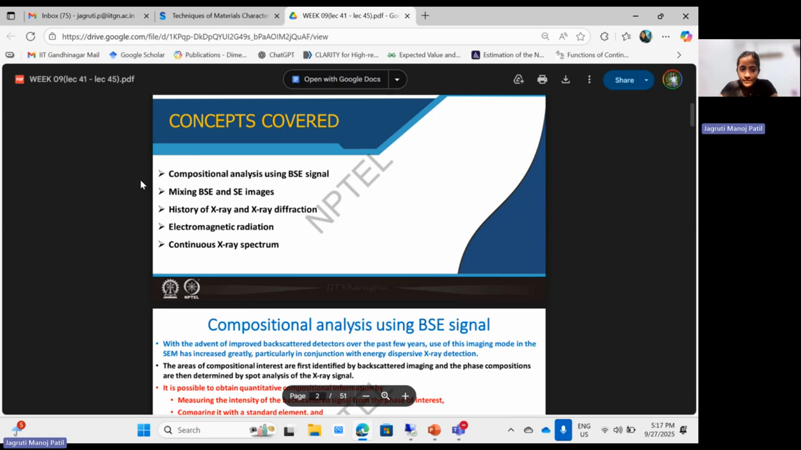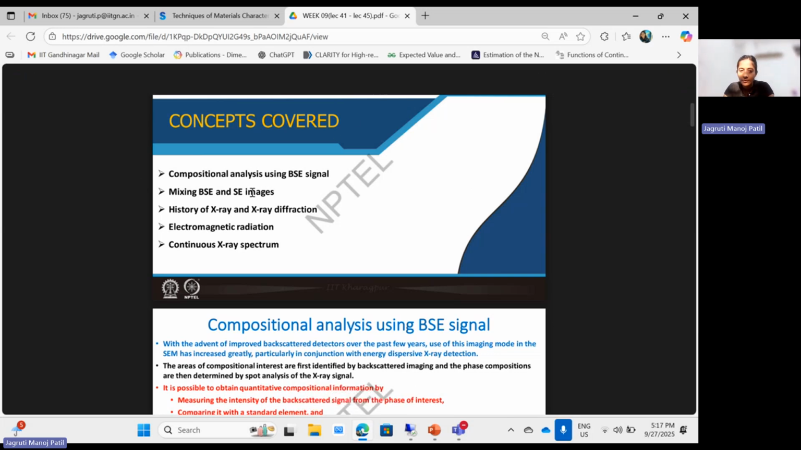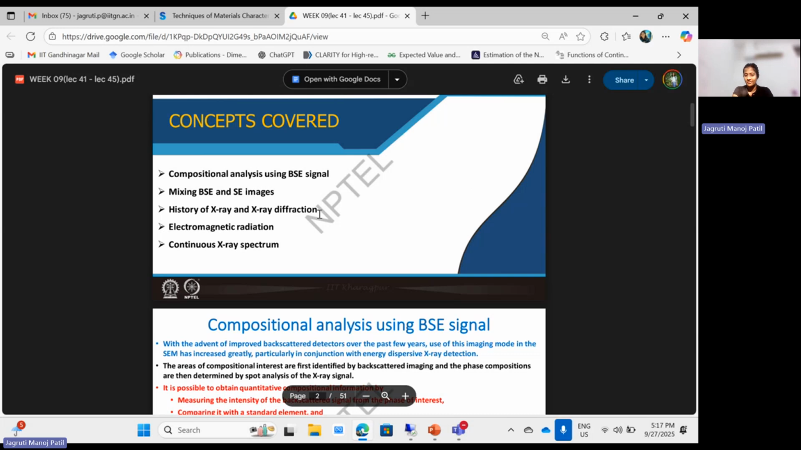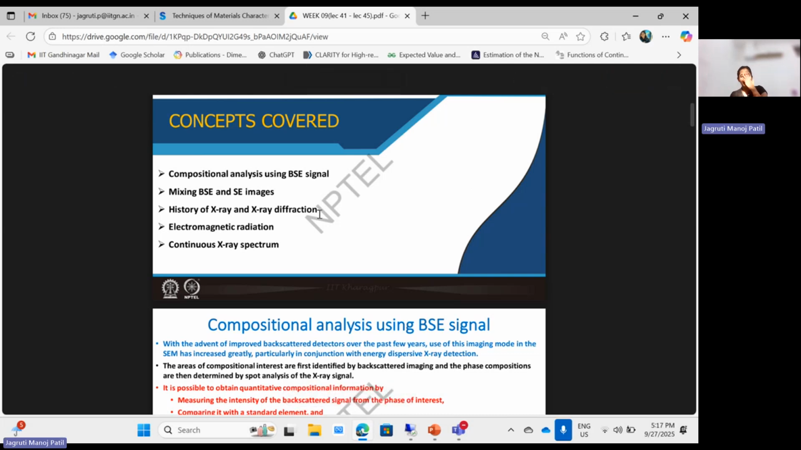Okay, so what we'll be looking at this week is compositional analysis using the backscattered signal, how people use it and how they get the elemental composition information from it. Then the inventor of X-rays, electromagnetic radiation, and the continuous X-ray spectrum. Of course, you shouldn't memorize the history, but it's always good to know who was the first person to come up with it and how, so that you can back up your principles with some history.